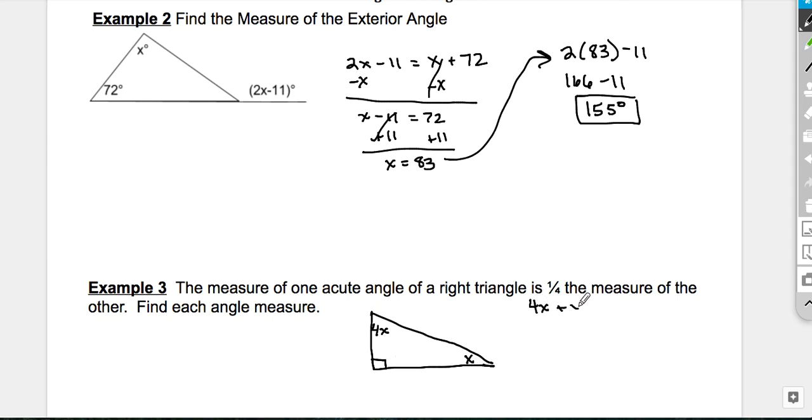So 4x plus x equals 90. Then I can add these together and I get 5x equals 90. So if I divide both sides by 5, I get that x is 18. So x is 18, that's the smaller angle. So 18 degrees is the smaller angle. So up here I need to do 4 times 18 to figure out the larger angle. And so the larger angle will be 72. So these two add up to 90, and the larger angle is 4 times as large as the smaller angle.